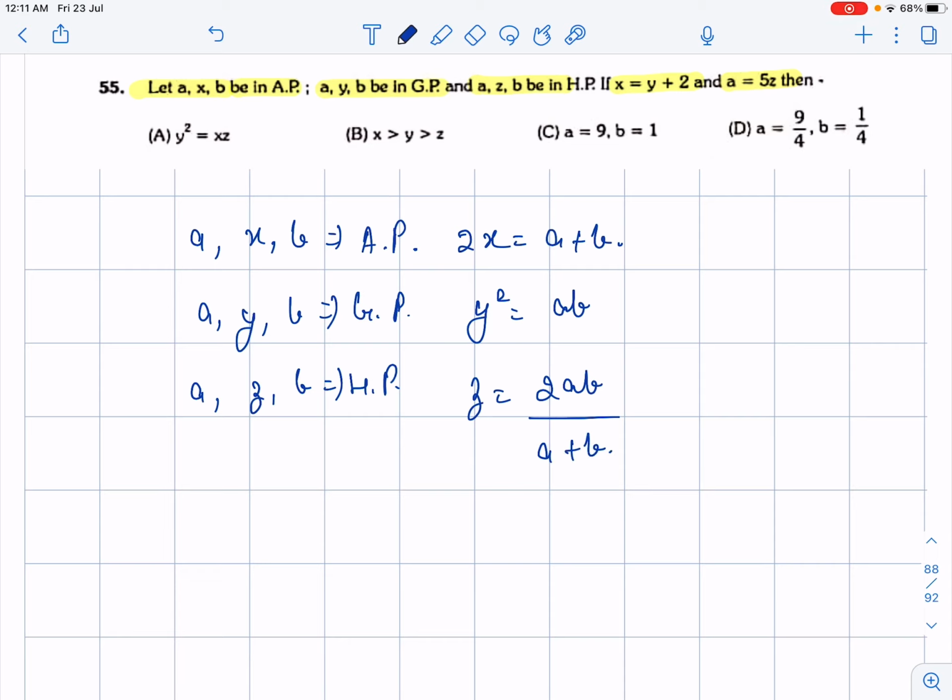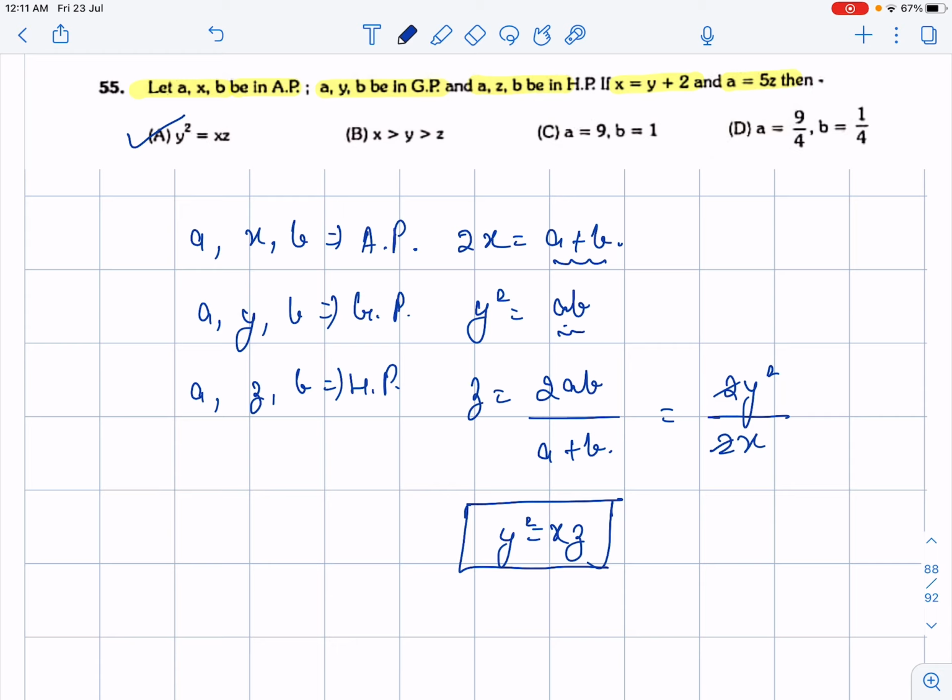Now we know the value of a plus b, and we know the value of ab. We know the value of a plus b as 2 multiplied by x, and the value of ab as y square. So 2 and 2 will be gone, and we get y square is equal to z multiplied by x. That means option number 1 is right. Option A is the right option.